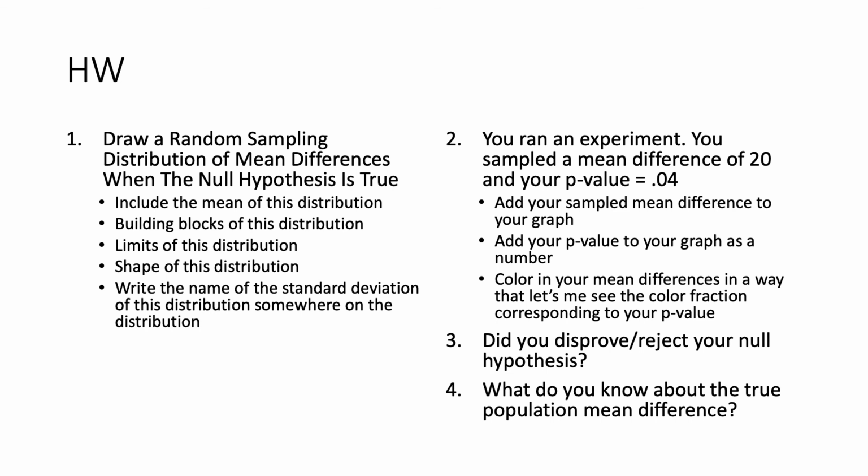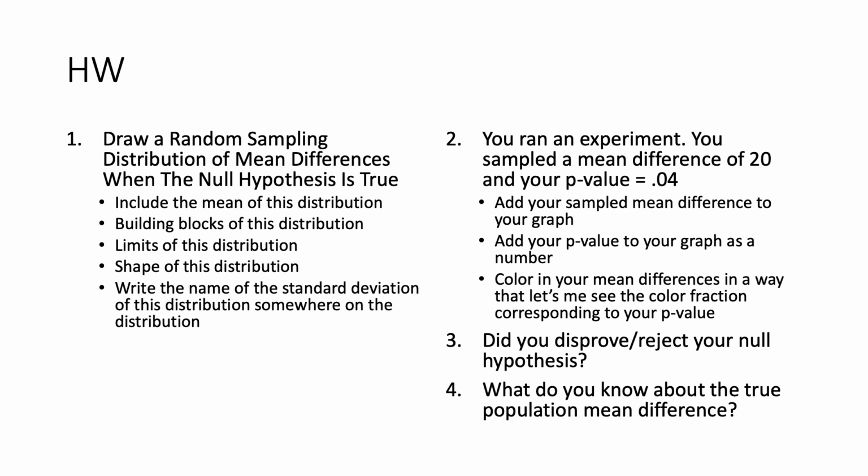Make sure you're coloring in your mean differences in a way that lets me see the color fraction corresponding to your p-value. Yes, I want you to have a bunch of little circles in this distribution that represent your mean differences, because if you don't, students do not understand what they are doing. The random sampling distribution of mean differences, when the null is true, is a probability ruler made up of mean differences that tells us the probability of sampling any mean difference from negative infinity to positive infinity if the null hypothesis were true.